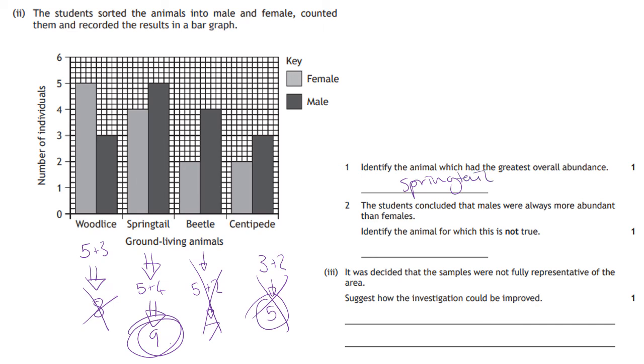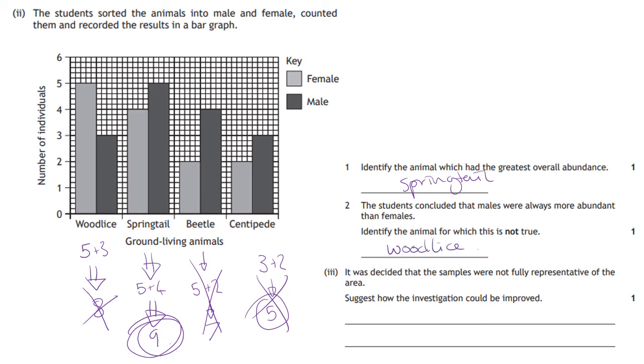The students concluded that the males were always more abundant than females. Identify the animal for which this is not true. So where is it where you've got more females than males? Sorry. So the only one where that's not true is the woodlice.